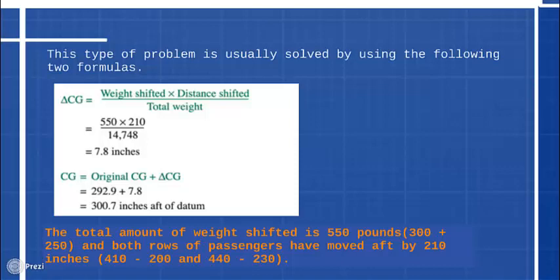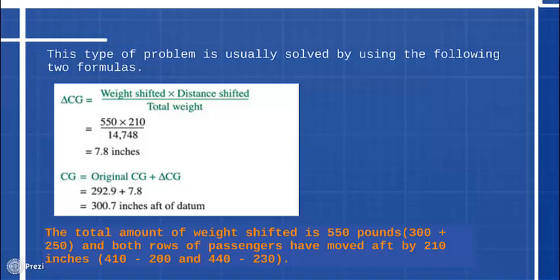Change in CG equals weight shifted times distance shifted all over total weight. It will be 550 times 210 all over 14,748. The answer will be 7.8 inches. CG equals original CG plus change in CG.